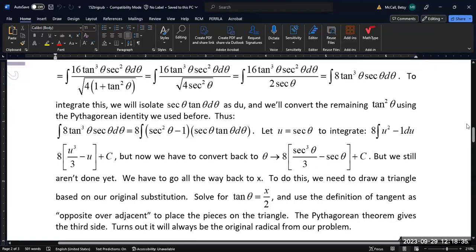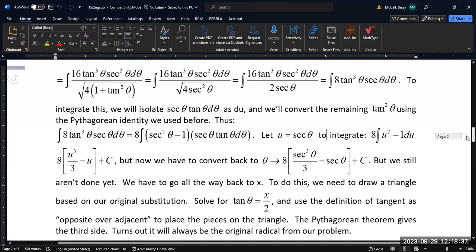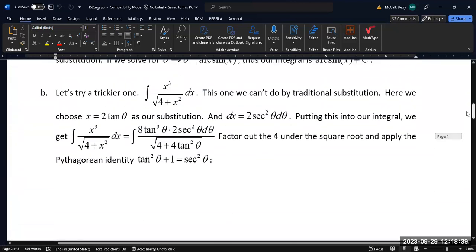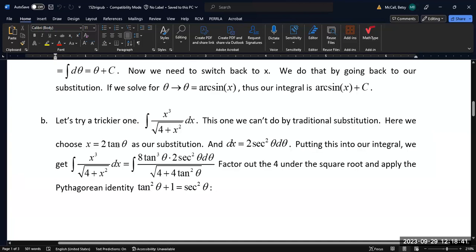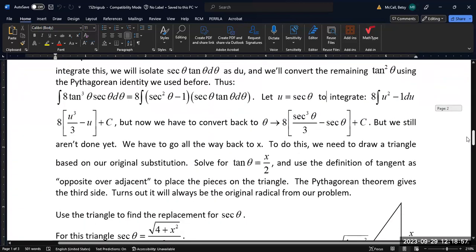So in our original problem, we saw that because we substituted x was 2 tangent theta, this radical that we started with reduced to 2 secant theta. We can actually use that solving for tangent theta, or solving for secant theta to do our substitutions, or we can build a triangle.